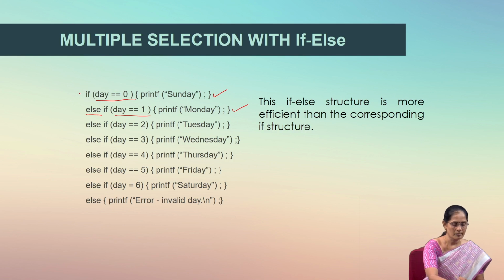Okay, let us see that. If statement 1, so let me number it as 1, second if, third if, fourth if statement, fifth if, sixth if, seventh if.